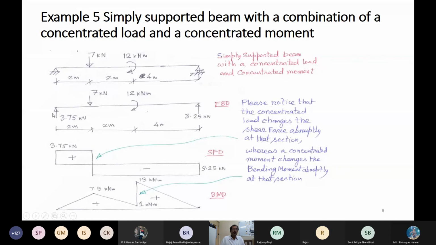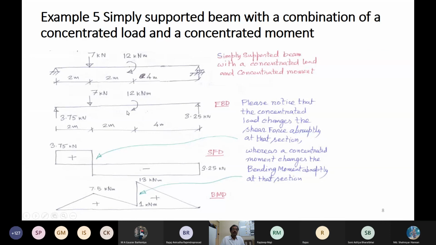Do you agree with this free body diagram? Yes, sir. Now where do you want to cut? Here. You cut it, and then what will you do? You assume a positive shear force downward. Then you sum up all forces equal to 0. So 3.75 plus 3.75 minus 7 and then minus V1 is equal to 0.